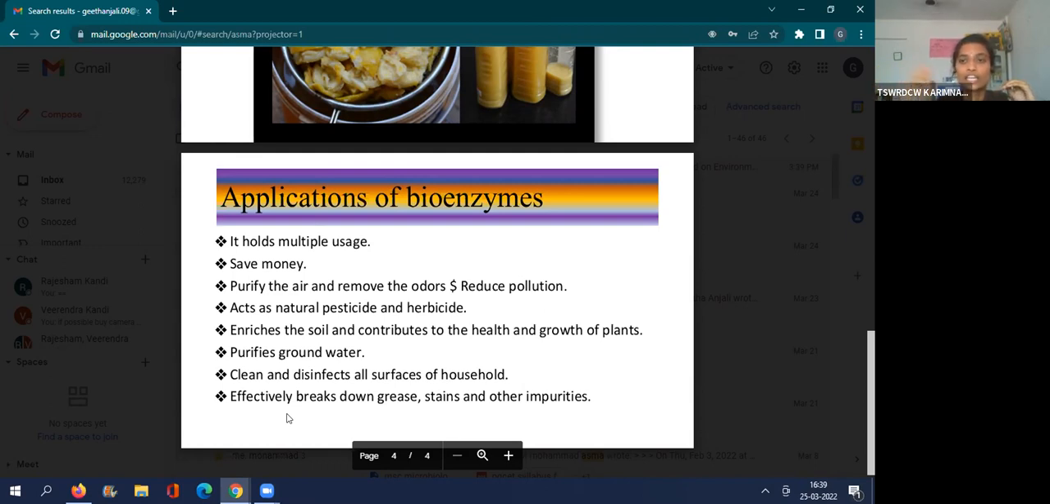microorganisms, or it inhibits the unwanted microorganisms from feeding on the plant. These are some of the beneficial effects. These are eco-friendly and used for multiple purposes. So, to bring awareness among the people, today I am in front of you with the topic bioenzymes, which are eco-friendly with us. Thank you, sir.